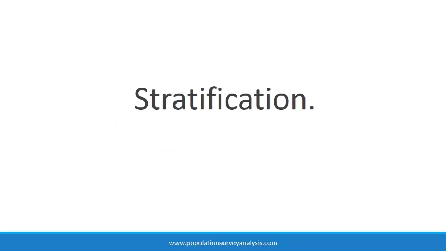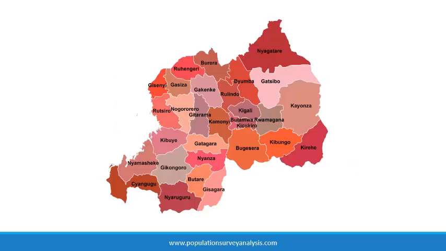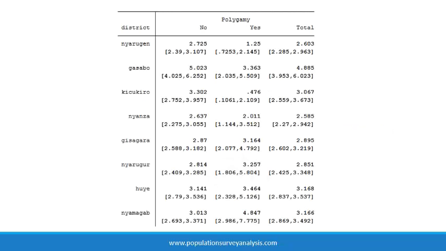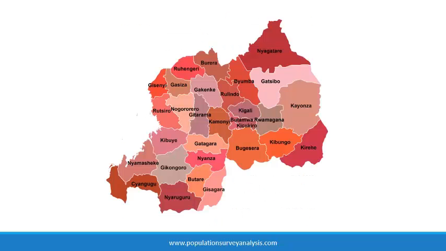Stratification means that survey implementers divide the country into mutually exclusive, exhaustive subnational regions, and then select independent samples within each subnational region. The purpose of stratification is to produce representative statistics for subnational regions, and to be able to compare indicators across subnational regions.